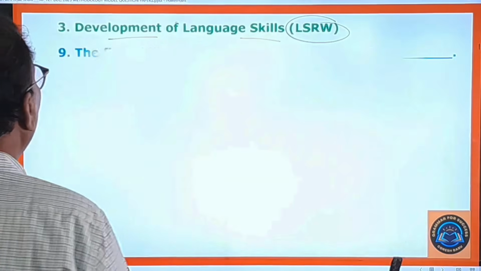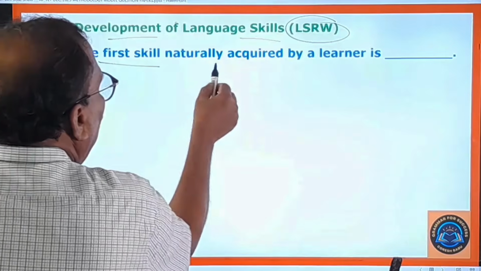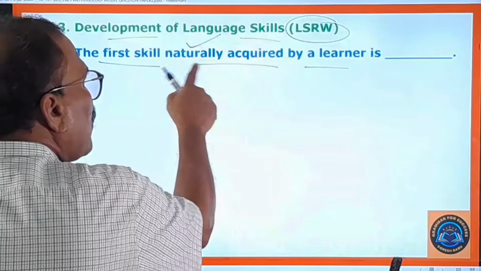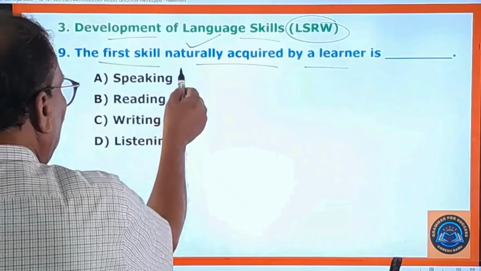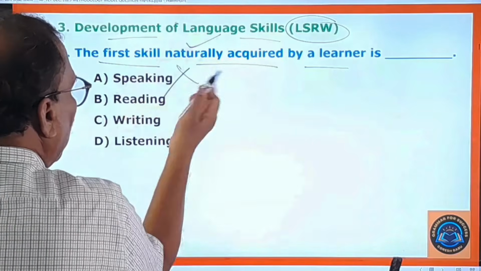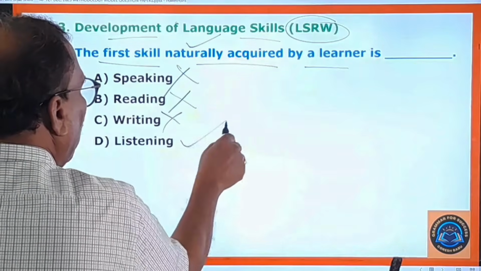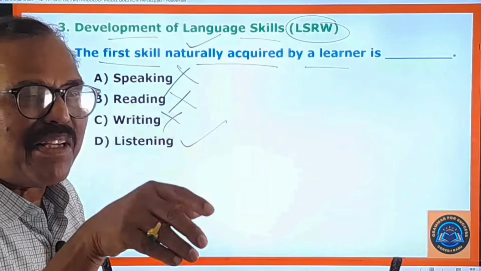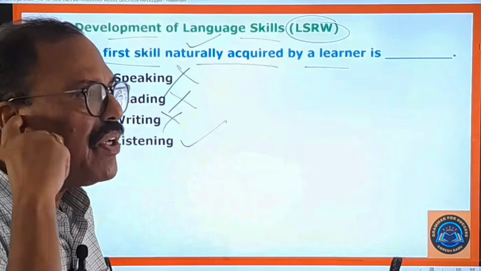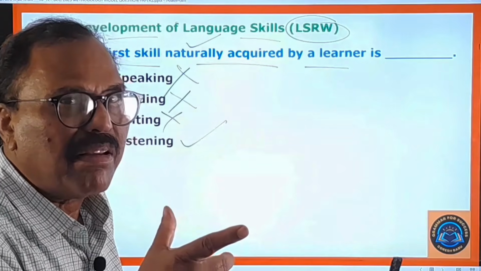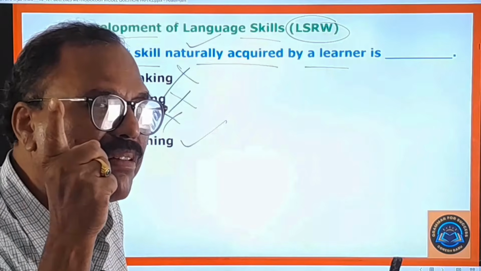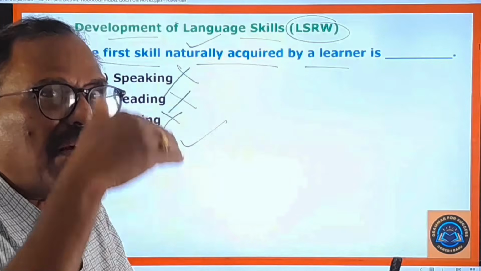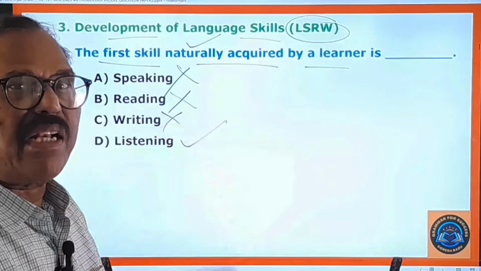Okay, and here you pay attention. Ninth question, the first skill naturally acquired by a learner. What is the first skill which a child acquires naturally? What is that? Here you pay attention. Speaking? No. Speaking comes next. Reading? No. Writing? No. But only listening. First, the baby listens to the mother. Come here, take this, come on. Like so, when you speak to that baby, it starts listening to mother, listening to father, listening to the sounds of the toys. So, listening is the first skill that a child naturally acquires.